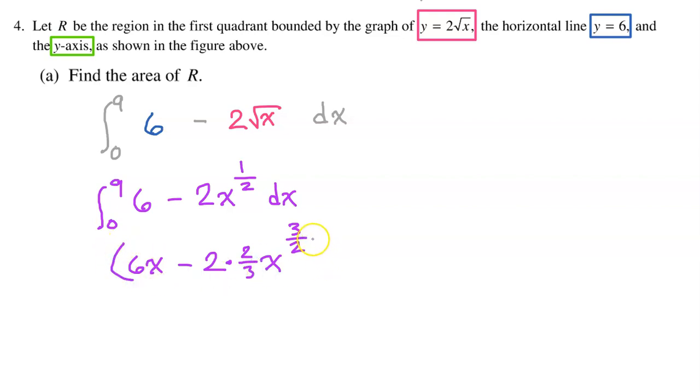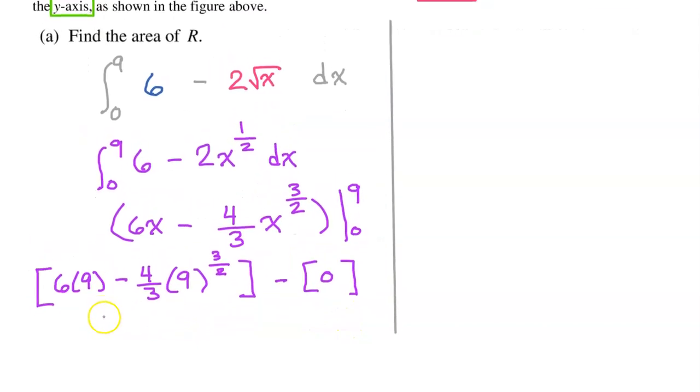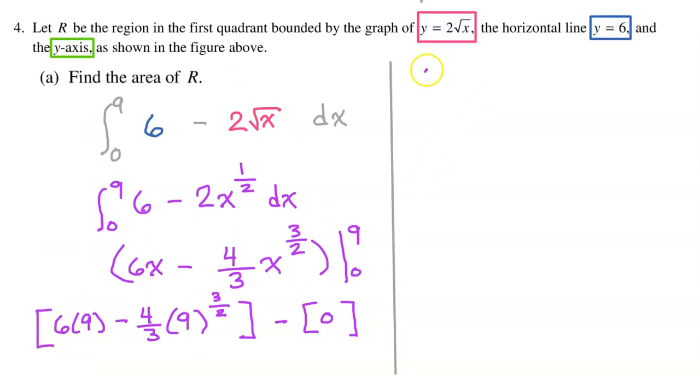So I will go ahead and apply the limits of integration from 0 to 9, but 2 times 2 over 3 is 4 over 3. So let's simplify that. So we need to find the value at 9 minus the value at 0. Because both terms have an x in it, it's easy to see that the value at 0 will just be 0. Of course, 6 times 9 is 54. And I'm just going to leave the 4 over 3 for a moment.